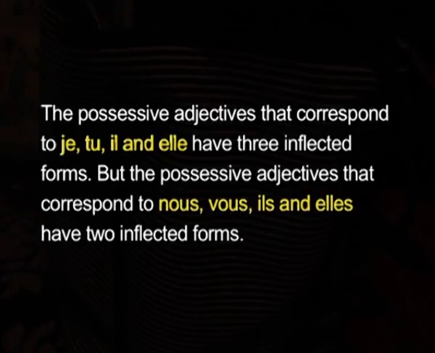The possessive adjectives that correspond to je, tu, il and elle have 3 inflected forms. But the possessive adjectives that correspond to nous, vous, ils and elles have 2 inflected forms. However, the possessive adjectives that correspond to il and elle, both singular and plural forms, are identical.